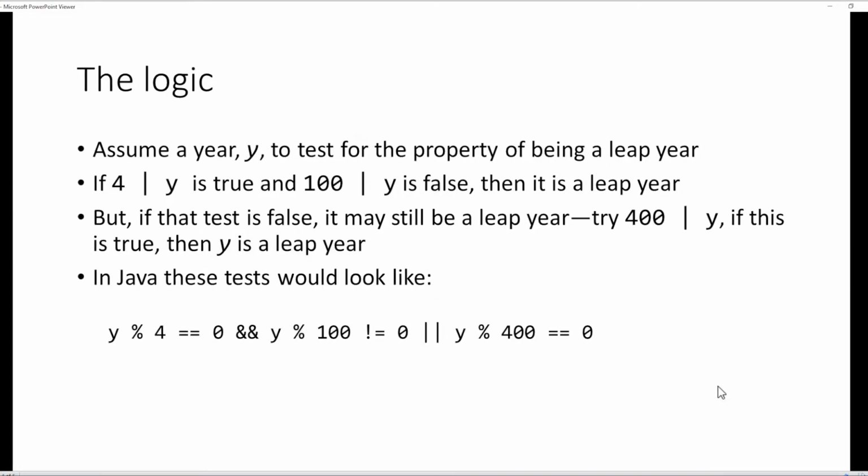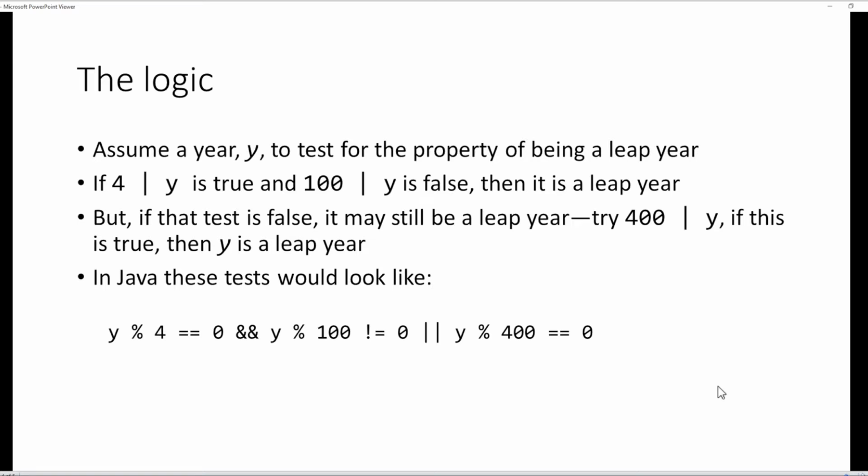Let's assume a year y, whatever that year is. We're testing its property of being a leap year. We start with 4 dividing y. If that is true, we go on to test 100 divides y, and we want that to be false. If it is not false, then we do not have a leap year. If it is false, we do have a leap year. Even if that is false, the year still could be a leap year. We're also going to test to see if 400 divides.